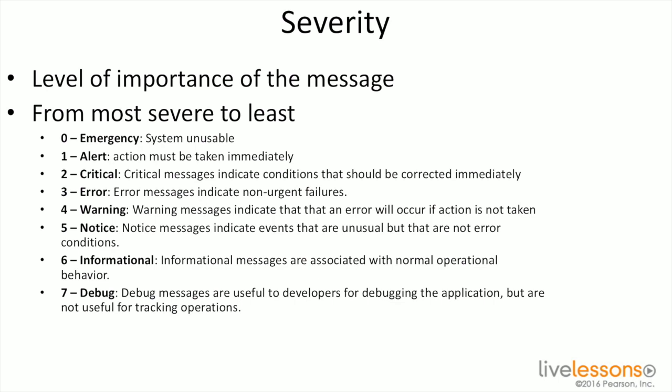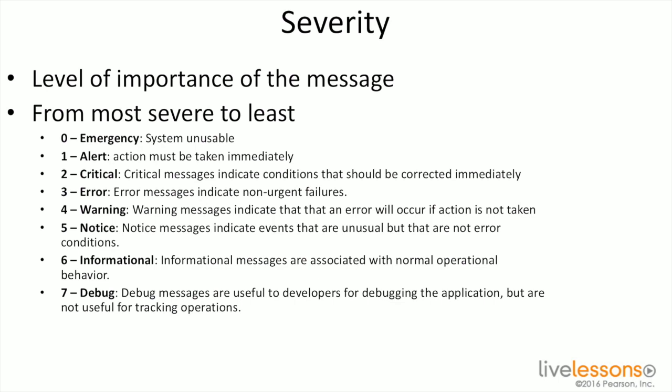Severity 5 is notice. Notice messages are going to tell you when there's unusual activity, but it's not really an error condition. So in the situation of a notice, you may get something that says, hey, this particular interface is seeing this type of traffic, and it would send you a notice saying that it's above a particular threshold.